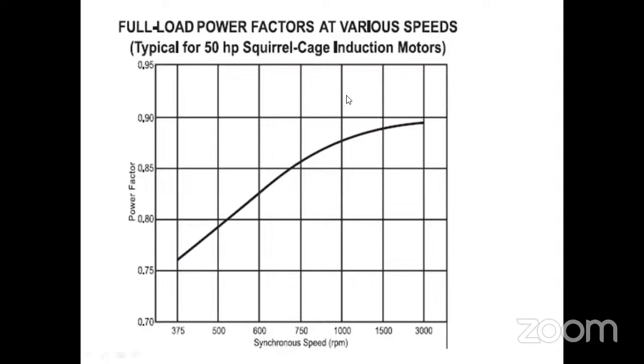Load power factors at various speeds. This thing we just saw. See, 0.9 power factor occurs at the synchronous speed, 3000 RPM. Sorry, before we saw power factor with load. Here it is power factor with speed, synchronous speed. See, it is very low at 375 RPM and it is very high at 3000 RPM. Okay, sir.